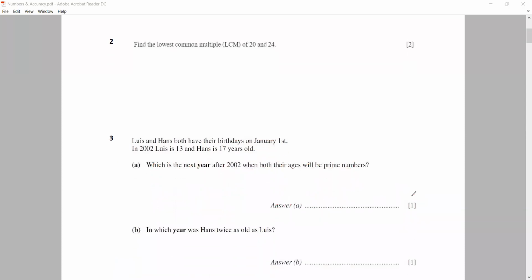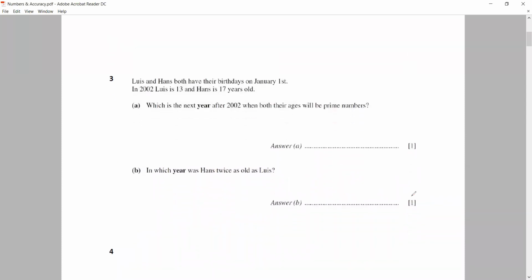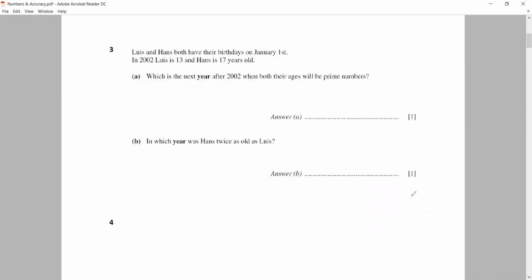Question number 3, Louis and Hans both have their birthday on January 1st in 2002. Louis is 13 and Hans is 17 years old. Okay, which is the next year after 2002 when both their ages will be prime numbers? So already at 2002, their ages are prime numbers, right? Louis is 13 years old, Hans is 17 years old.